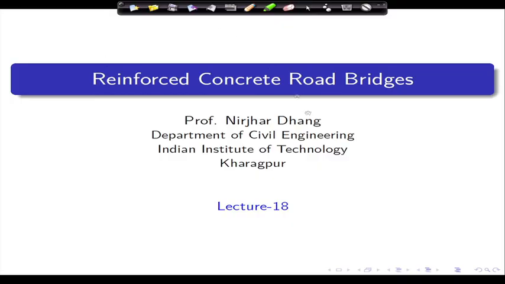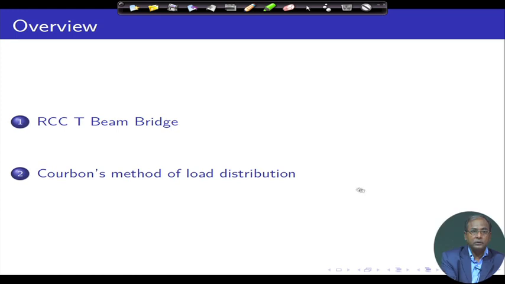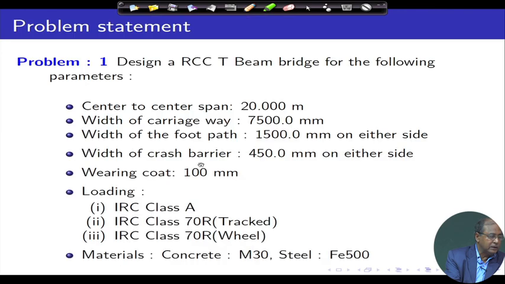Hello everybody. Today we shall continue with the design of RCC T-beam bridges, and this is our lecture number 18. So, reinforced concrete road bridges, lecture number 18. We shall start with two things, RCC T-beam bridge and Coulbon's method of load distribution.